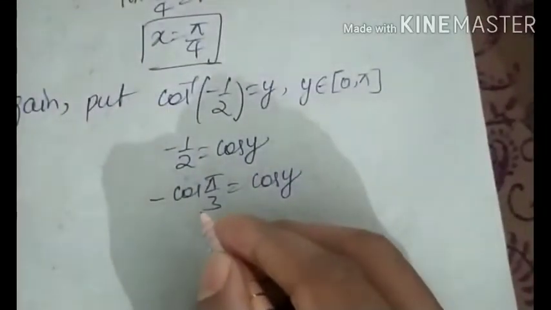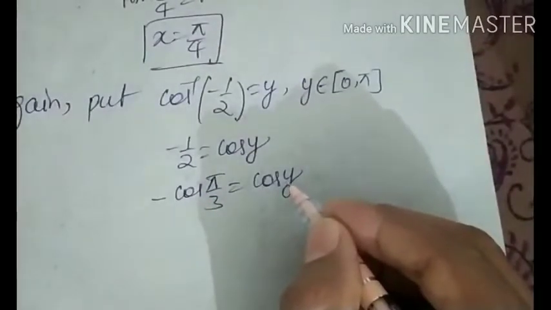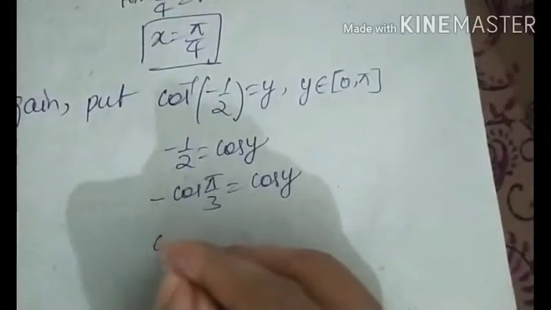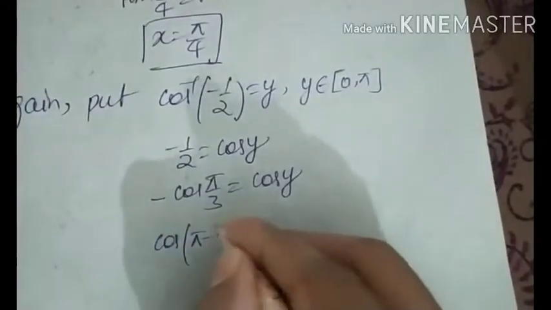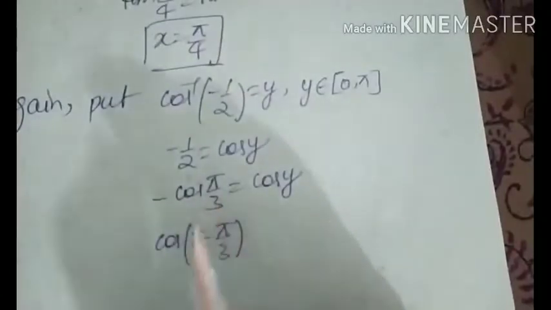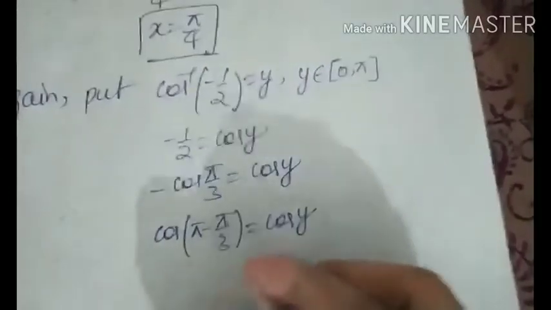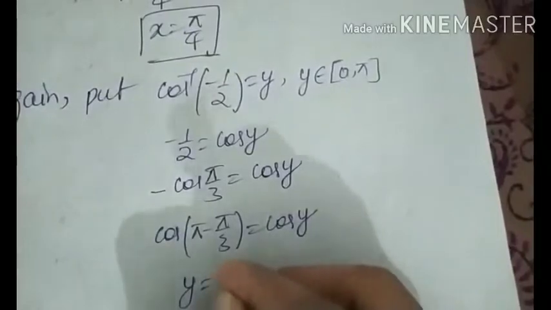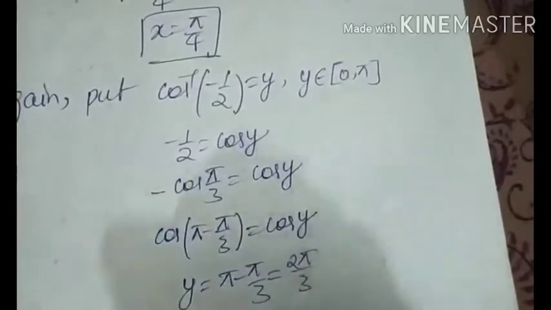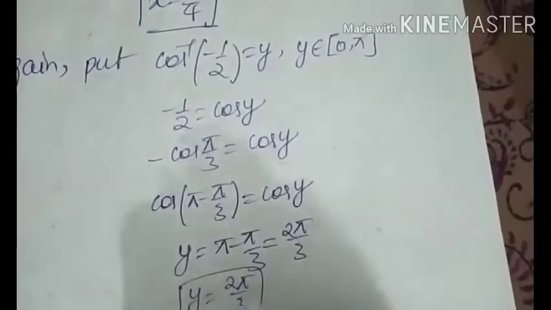We have to convert it into the form cos something is equal to cos something, so that we can compare. Then we convert this into the form cos of pi minus pi by 3, because the value of cos of pi minus pi by 3 is minus cos pi by 3, which is equal to cos y. Comparing both sides, we get y is equal to pi minus pi by 3, which is equal to 2 pi by 3. This is the value of y.